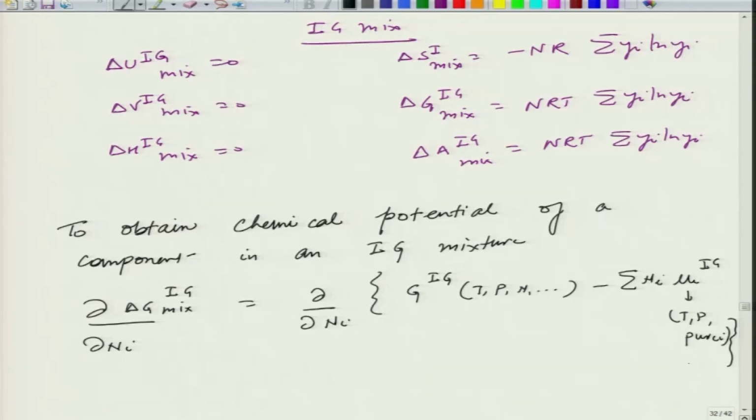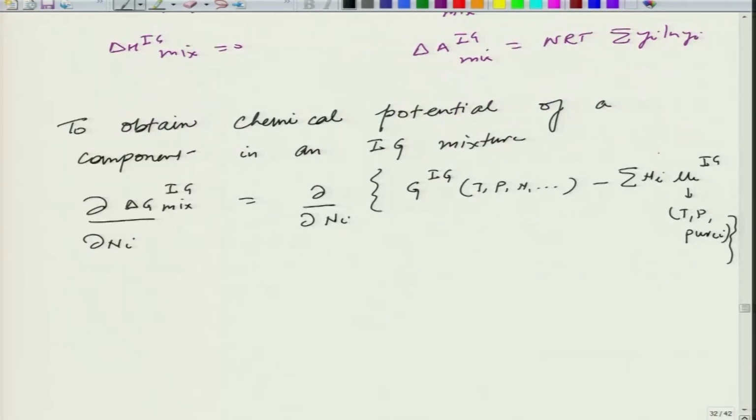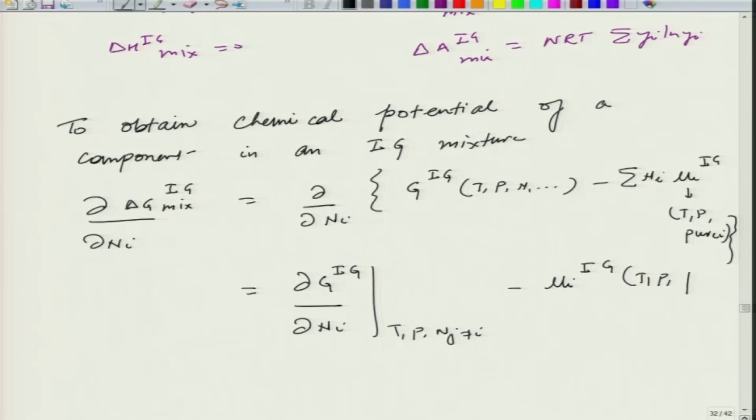So what we are doing here is taking the partial derivative of delta G IG mix, which is nothing but the Gibbs free energy of the ideal gas mixture minus the contribution from the pure component, that is Ni mu i. Mu i is nothing but the molar free energy of the pure component here, and that is what is written here. Mu is a function of T, P, pure i. If you take the derivative here, what you are going to get is the following: del G IG by del Ni at temperature T, P and Nj not equal to i, minus mu i of IG at T, P, and it is pure.